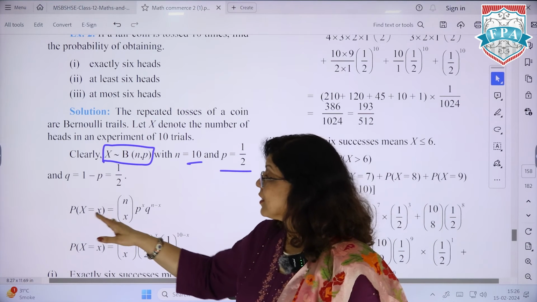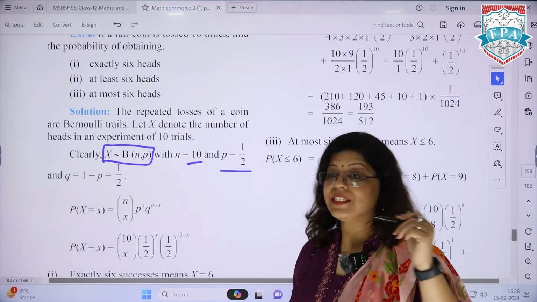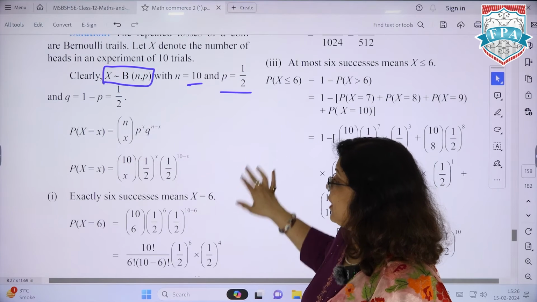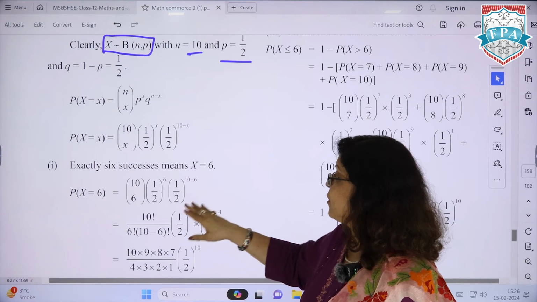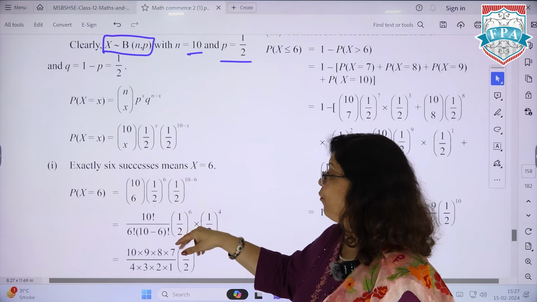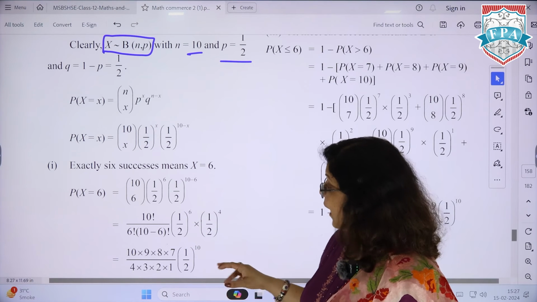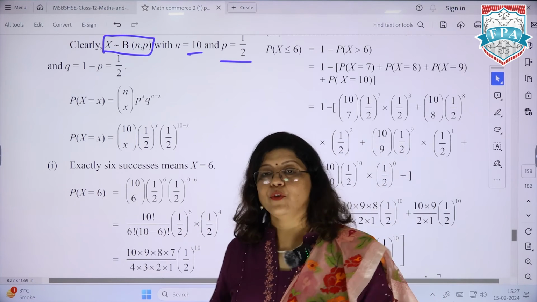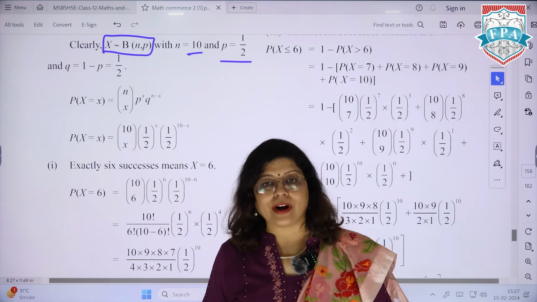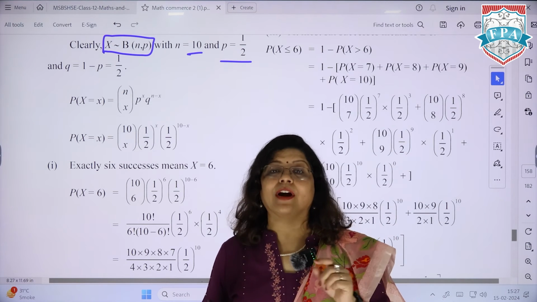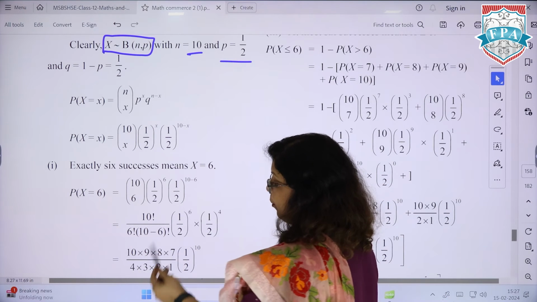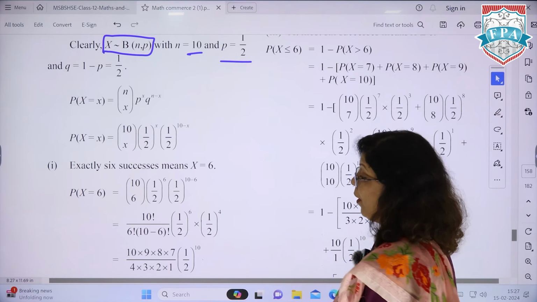Now P(X = x) is nCx, p to the power x, q to the power of n minus x. So for the first case, exactly 6 successes, we can go with 10C6, 1 by 2 to the power of 6 and 1 by 2 to the power of 10 minus 6. If you remember the combination formula, nCr is factorial n upon factorial r, upon, or division, factorial n minus r. So factorial 10 upon factorial 6 and factorial 10 minus 6 which is 4, 1 by 2 to the power of 10.